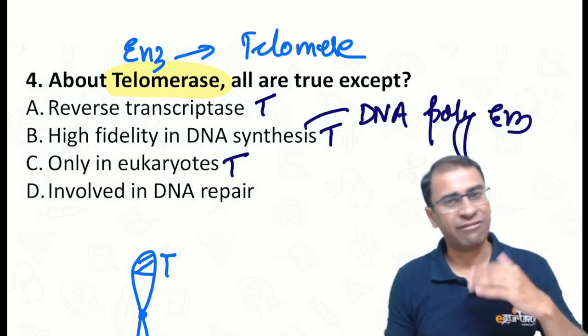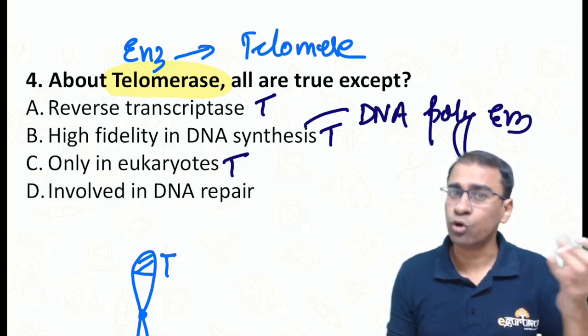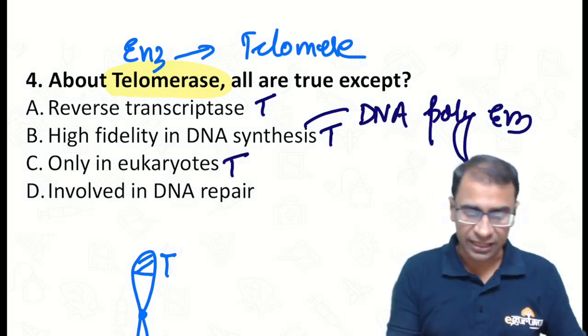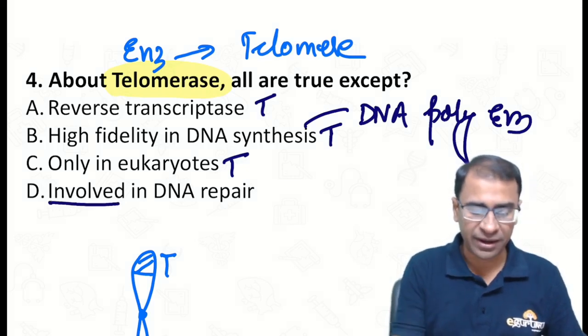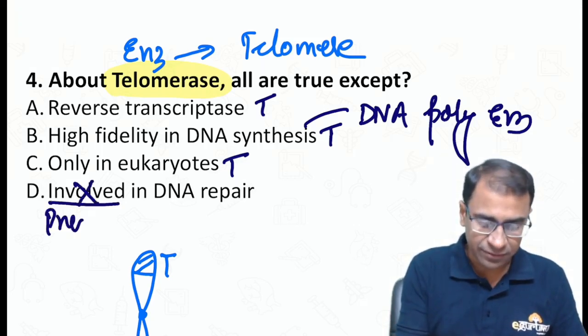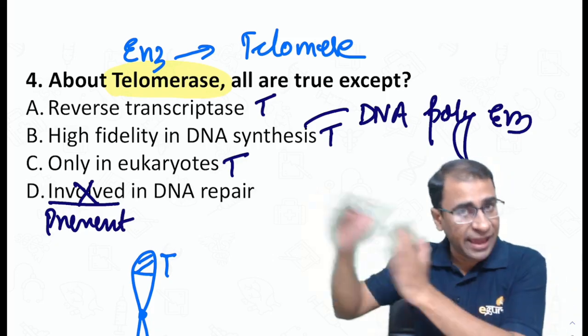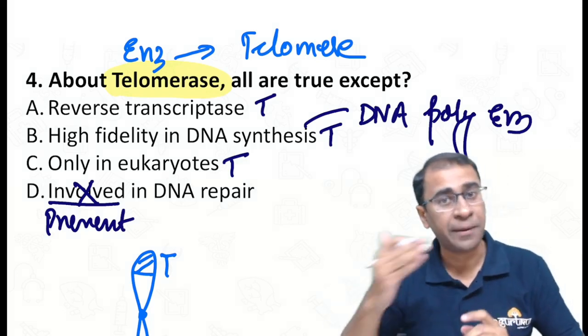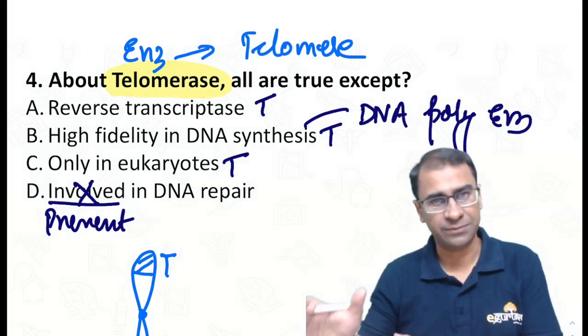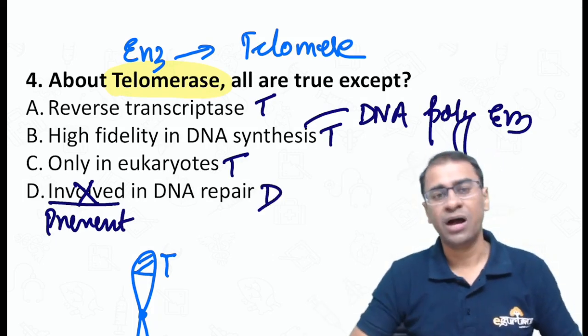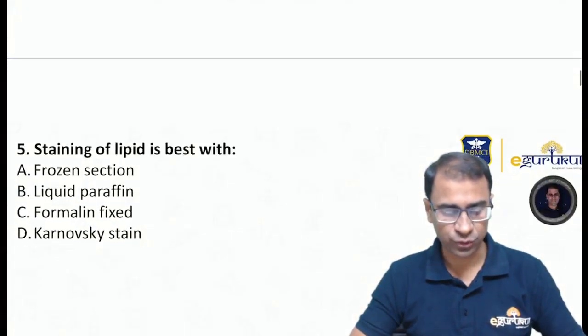Only in eukaryotes? Definitely yes, because prokaryotes do not have the chromosome, they have the nucleoid. And definitely they are not involved in DNA repair. Instead, they prevent the ends of the chromosome from getting repaired by the DNA repair enzymes. Okay, so answer is D. Next question.